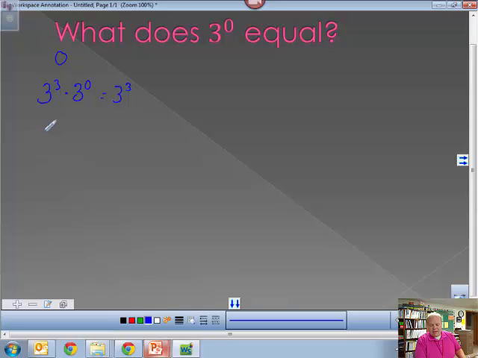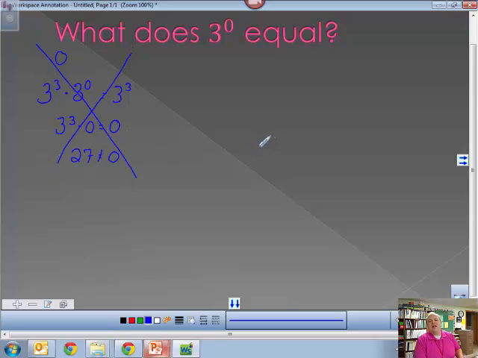Now, 3 times 0 is 0, right? So if you say 3 to the 0th power is 0, that means it's 3 to the 3rd times 0, and anything times 0 is 0. Well, does that equal 3 to the 3rd? It doesn't, because remember 3 to the 3rd is actually 27, and 27 does not equal 0. So this is not it.